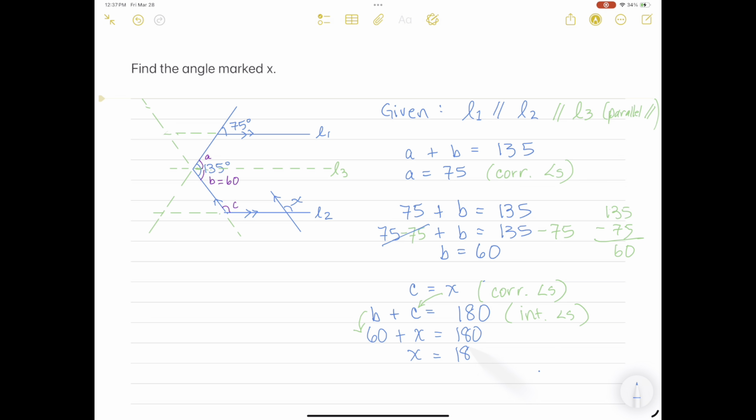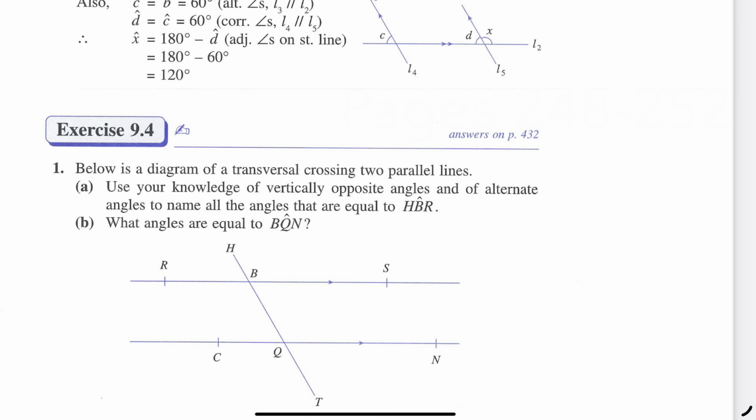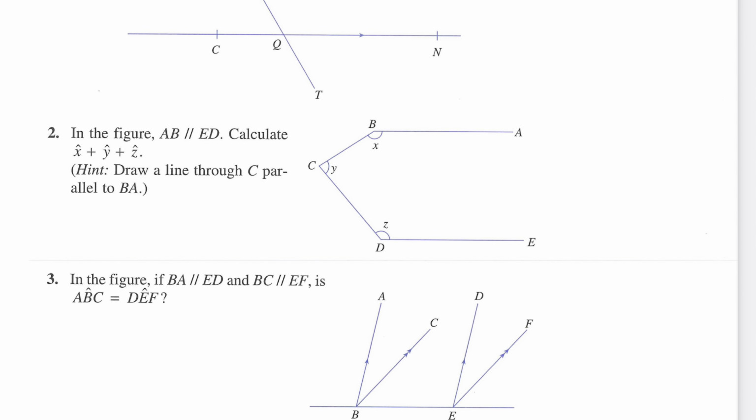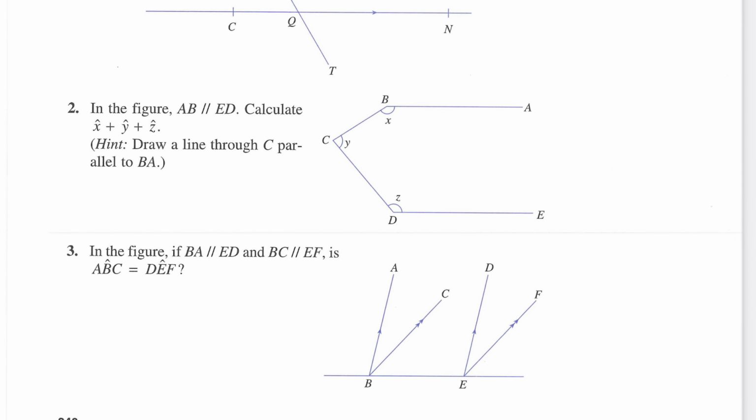Subtract 60 from both sides of the equation, which leaves X equals 180 minus 60. I do that calculation on the side. 180 minus 60 equals 120. So X equals 120 degrees. I box my answer.